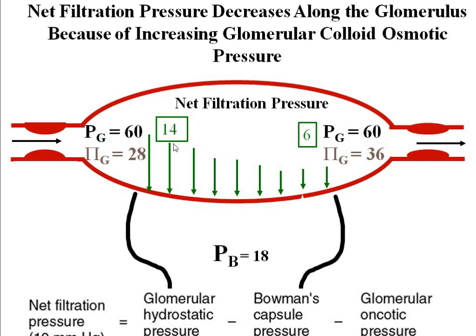I hope it's clear now. Because oncotic pressure was less here, it keeps on increasing due to the filtrate, and therefore the net filtration pressure, if we calculate, starts at 14 here and decreases because this oncotic pressure is increasing.